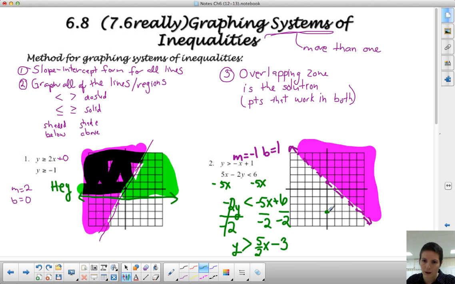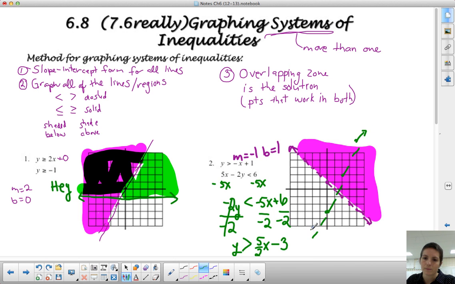Y-intercept of negative 3, and I rise 5 and move right 2. I'll approximate it here. This graph, again, is a dashed line because I have no equal to. Use that straight edge, no wiggle worms, because these will make a difference.